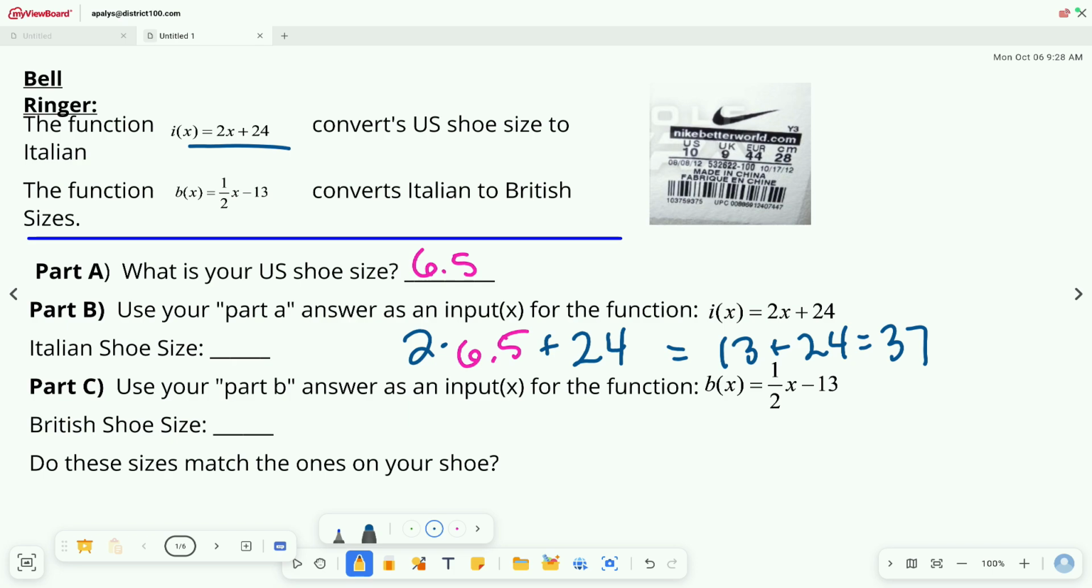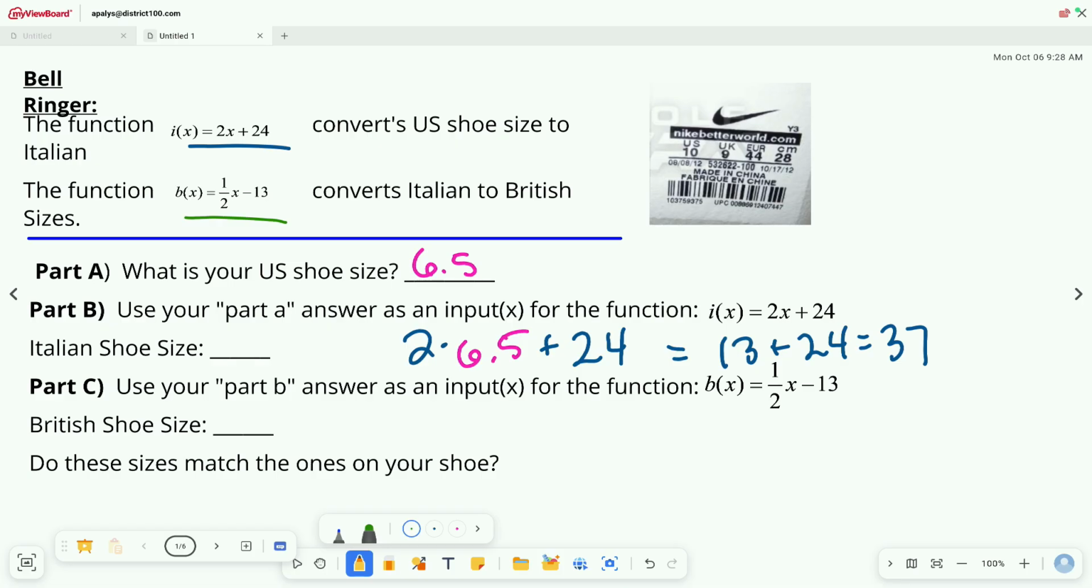So now we have our B function, which converts from Italian into British. We're going to have to use both because Jazzy says that her tag for Euro says 39. It might be because it's a half size, because some places don't recognize half sizes. So they might have bumped it up to a 7. We'll see how this turns out. If it doesn't turn out exact, we're going to bump it up to what a 7 would be and see if it converts into the UK size.